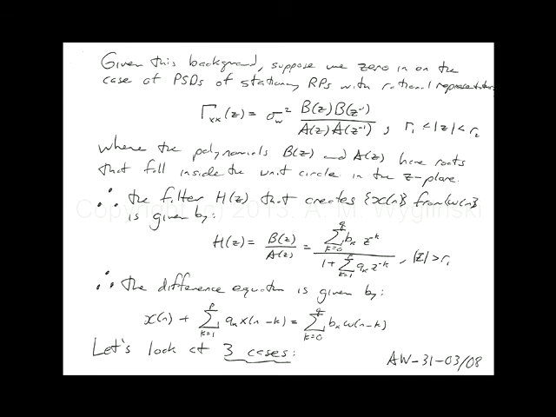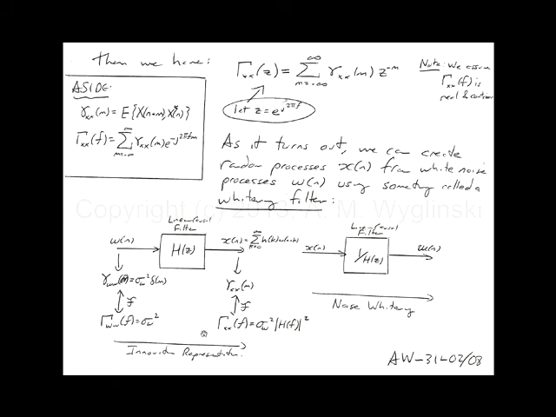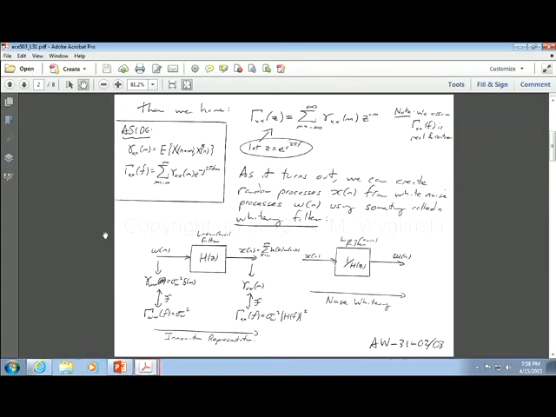So let's take this one step further. Or actually, even before that. When I say something is white, this omega n, sorry, W of n, what does it mean in the time domain to be white?